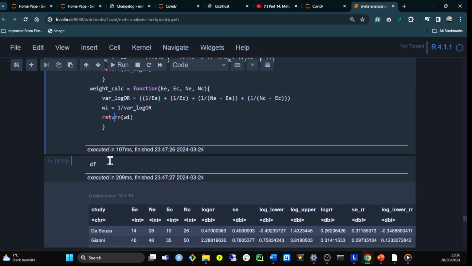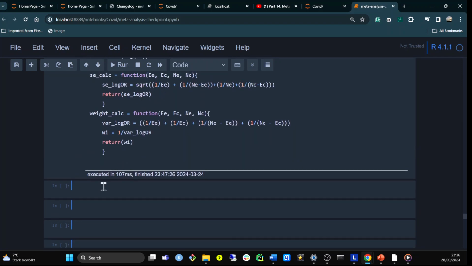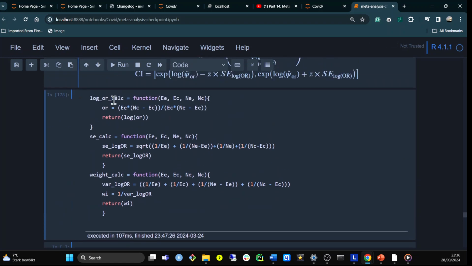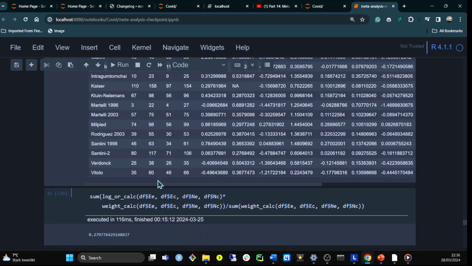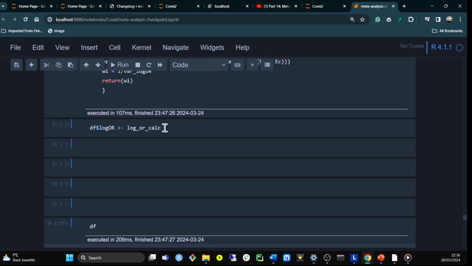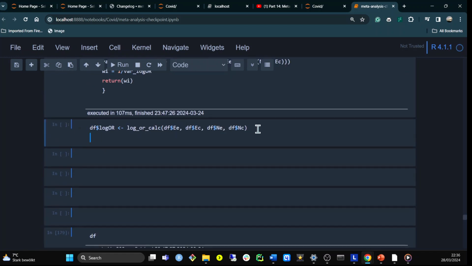Then you get the weight. So what I want to do is create a few cells here. We have 0 for the TF. Let me call it log odds ratio. The log odds ratio would be calculated by the log odds calc function. I take some value here, because my data frame is called DF. So I take all these values, then I get the log odds ratio.